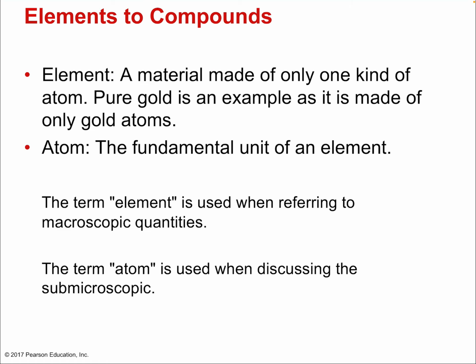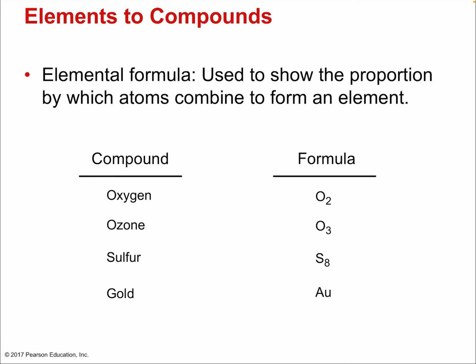So the term element is used when referring to macroscopic quantities. The term atom is used when discussing the submicroscopic, okay? On that scale of 10 to the negative 10 meters, right? The scale of atoms, right? And by scale, I mean size.